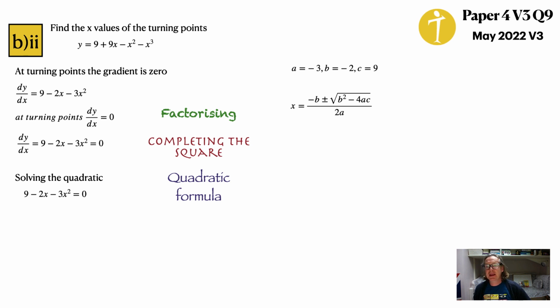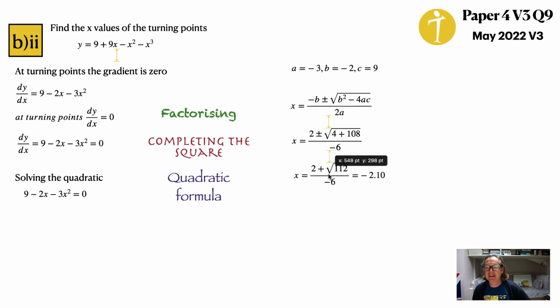So then it remains to carefully substitute those values into our quadratic formula. So minus b becomes positive 2. Leave the plus or minus for now. b squared is 4. And again, just to be careful, 4ac: 9 lots of a is minus 12... is minus 27. When I multiply that by 4, I get minus 108. But because I'm subtracting, that becomes plus 108. And then 2a is minus 6.